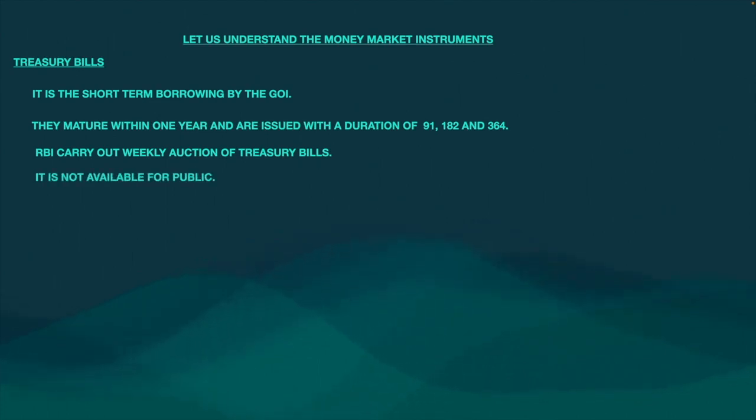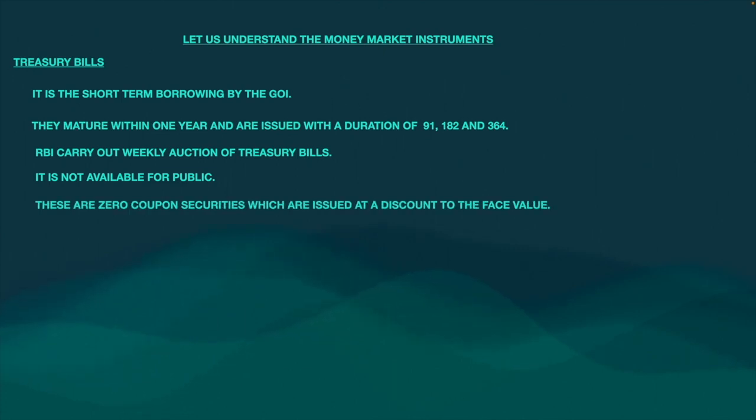It is not available to the public directly, because you have to first register yourself on the RBI website and become a member of that. Then only will you be able to buy these treasury bills through auction. These are zero coupon securities, all these treasury bills, which are generally issued at a discount.